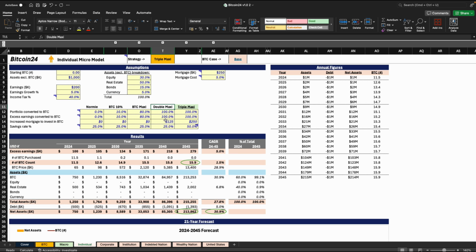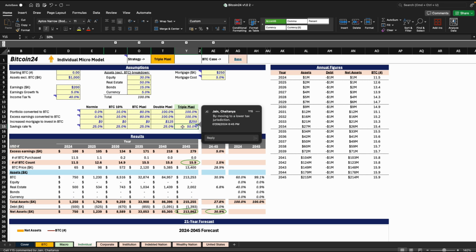The double maxi, in this case, has full allocation to Bitcoin. He's all in, 100%. But he was also taking a mortgage to buy Bitcoin, and his saving rate is 25%. Now, the triple maxi, same as a double maxi in terms of allocation, but he's taking a double mortgage to buy even more Bitcoin. And this is interesting. This guy even went as far as leaving his jurisdiction to pay less taxes. So he cut his taxes by half, and now he has a 50% saving rate.